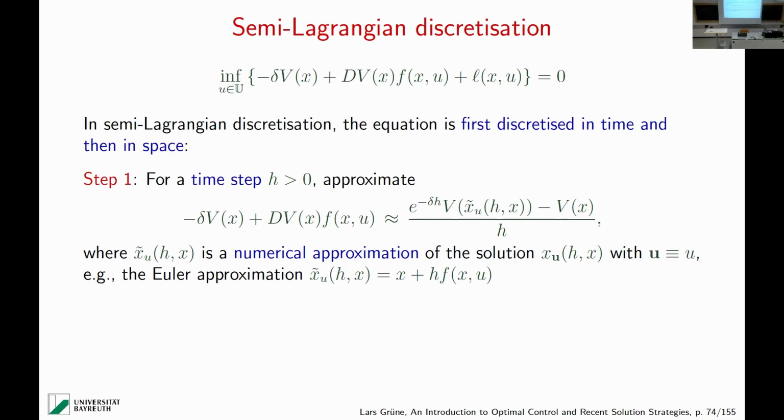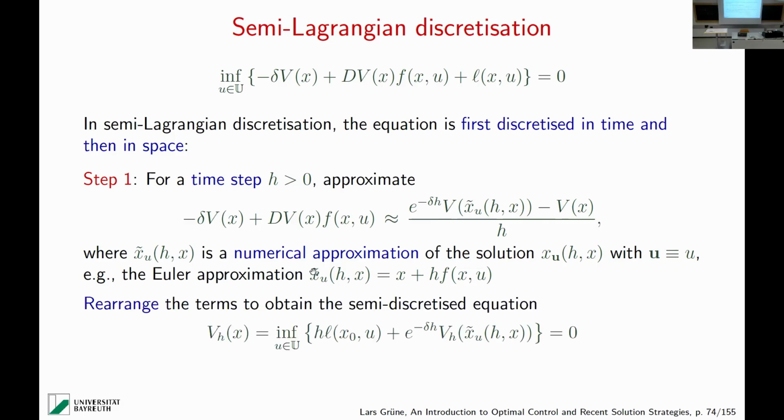Yeah, and then you take this term here and plug this in instead of these first two terms here. You rearrange everything a little bit, and then you obtain what is called the semi-discretized equation. And what happens now is, well, you don't have any derivative anymore, right? So the derivative has vanished. What you have is basically a functional equation. And if you look at this a little closer, it's actually nothing but the Bellman equation.